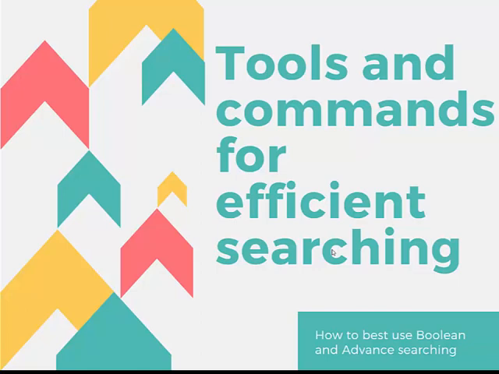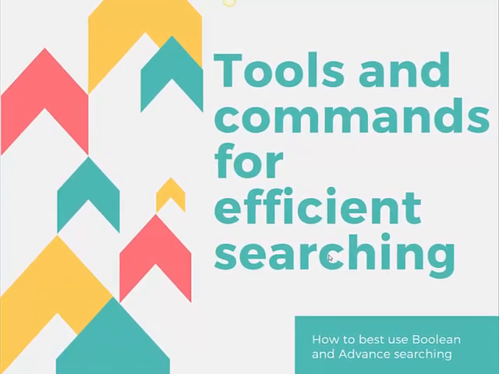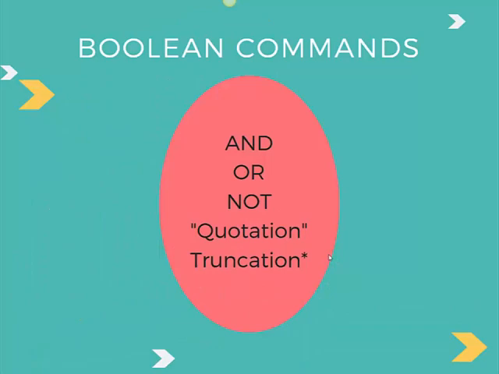Now that we've talked a little bit about keywords, we're going to talk about the best way to use those keywords. And we're going to do that by talking about tools and commands for efficient searching. We're really going to talk about Boolean commands here and a little bit about advanced searching. And then we're going to do a quick example together. So, Boolean commands, some of you may have heard of them before and some of you may have not. Today we're going to make you all experts in Boolean commands. So these are the commands we're going to talk about today: and, or, not, quotation marks, and truncation.